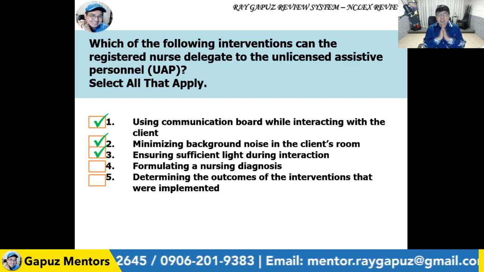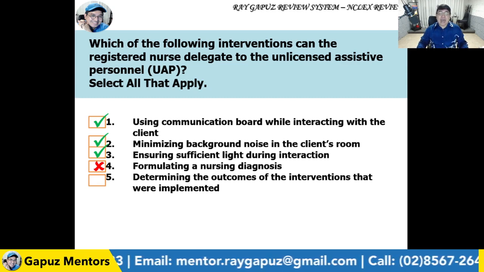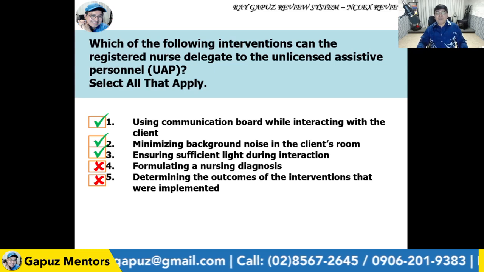Formulating a nursing diagnosis, that's part of the nursing process. That's the job of the RN. And determining the outcomes of the interventions that were implemented is the job of the RN.